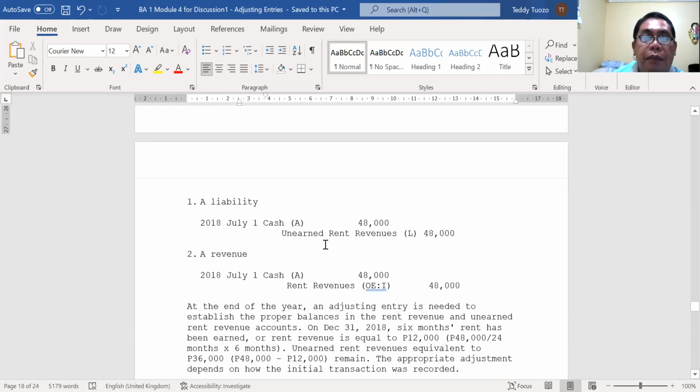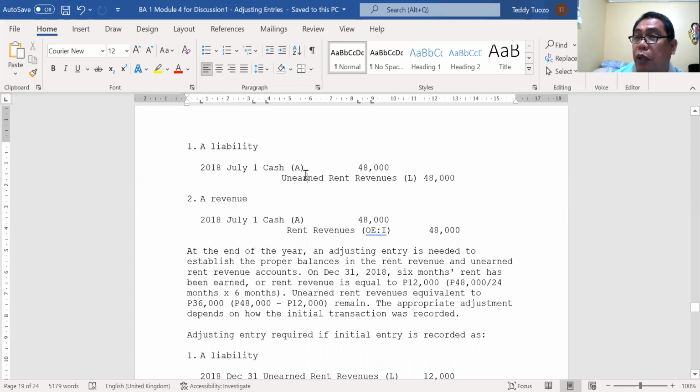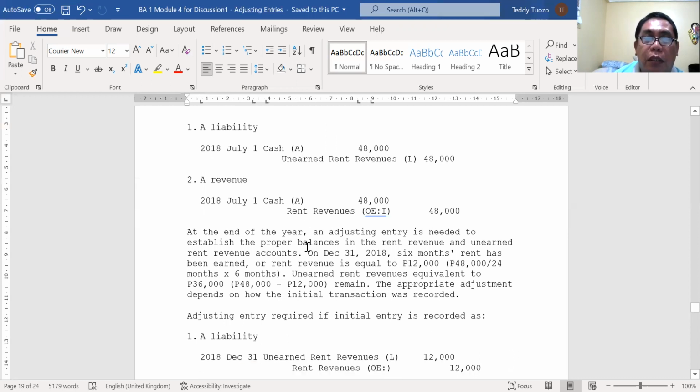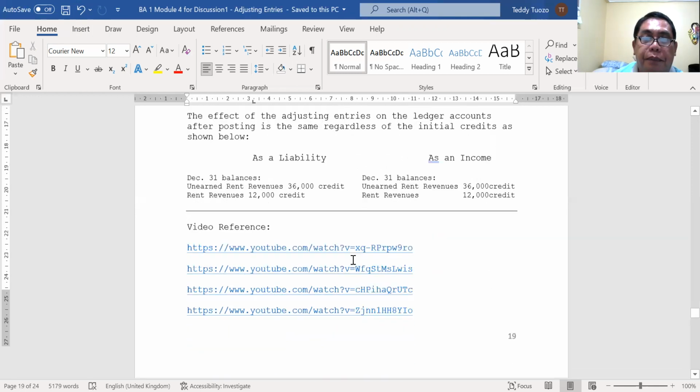For the liability method, we debit cash and credit unearned revenue, the advances you received. But for the revenue method or income method, debit cash, credit revenue. But at the end of the period, the adjusting entry is debit to rent revenues and credit to unearned rent revenues. The liability account at the end of the period should really be properly disclosed or recorded at the end of the accounting period.